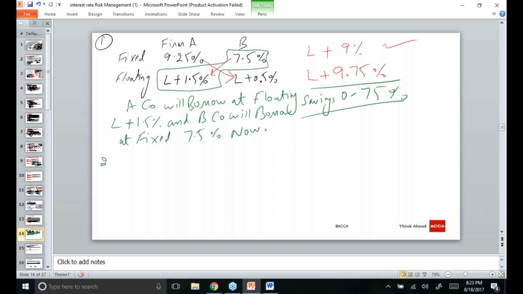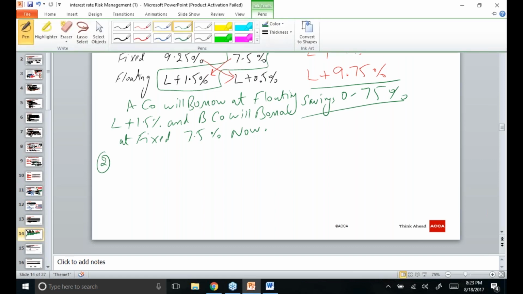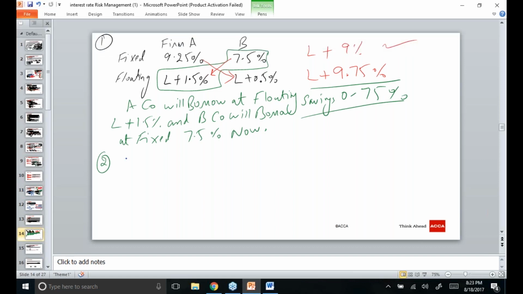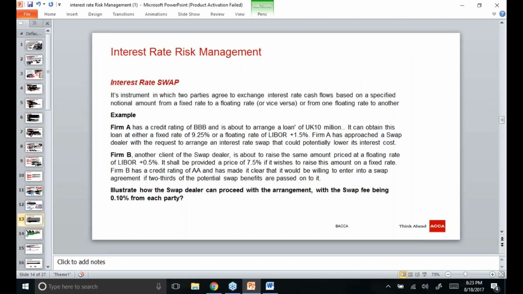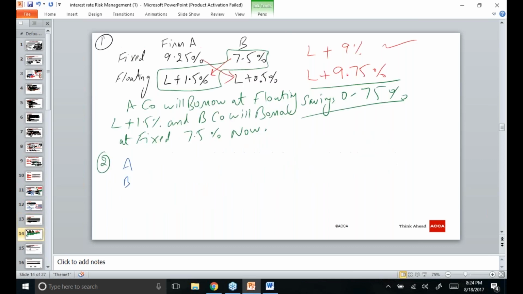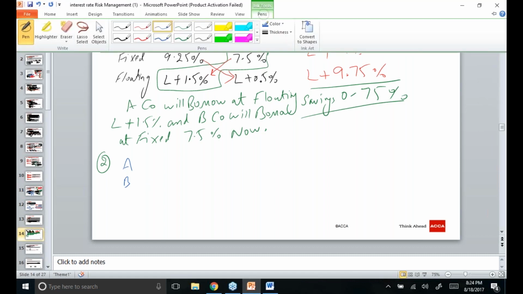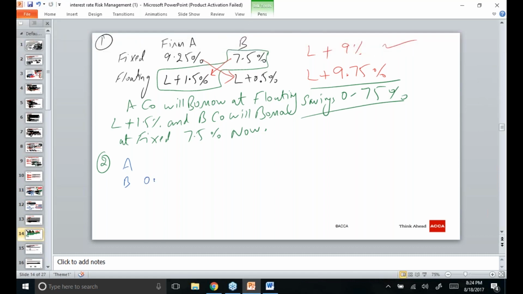Second step will be to distribute the savings between Firm A and Firm B. And what was the distribution process? 2/3 of the saving will go to B. 2/3 of 0.75 will be 0.5% and 1/3 will be 0.25.